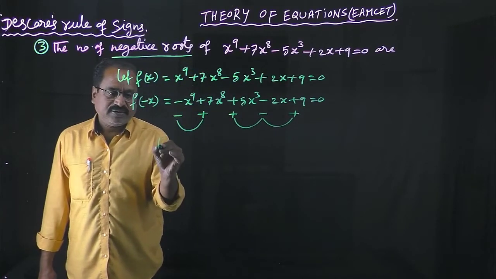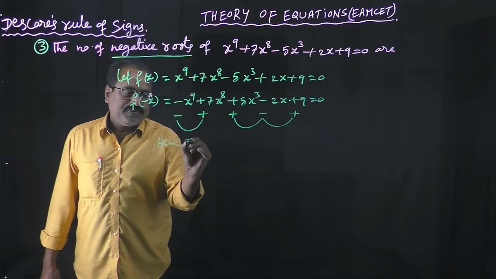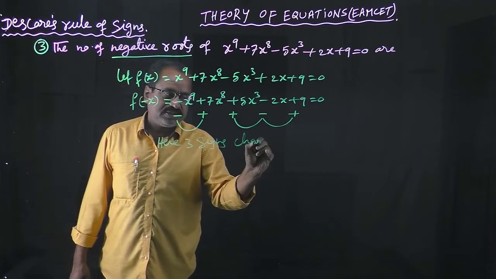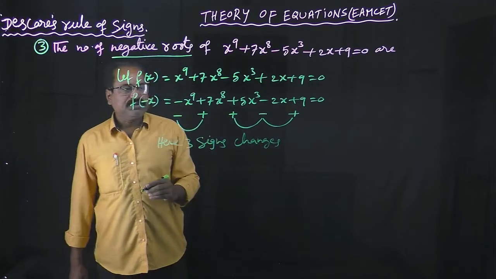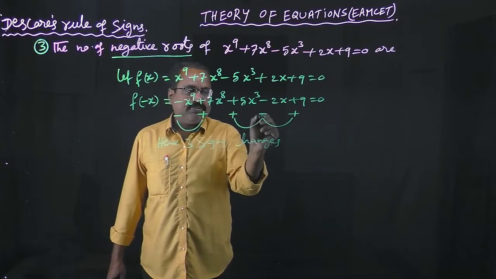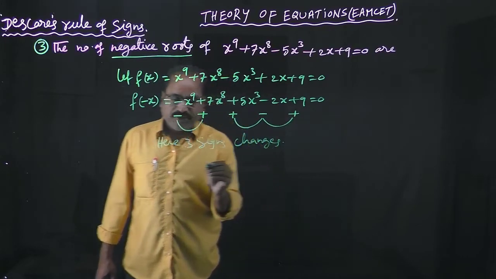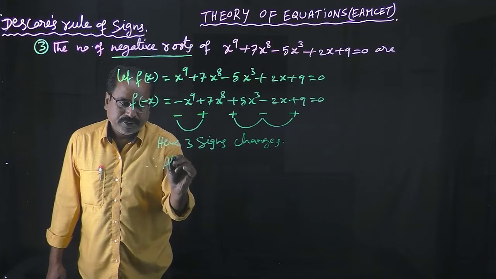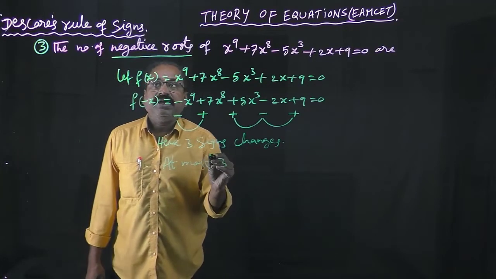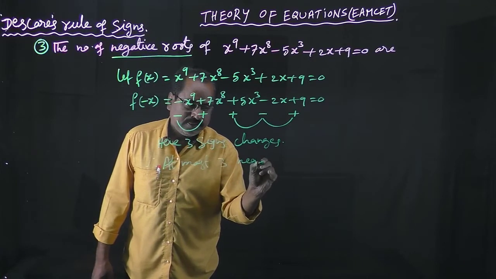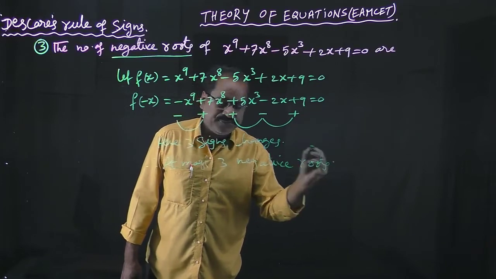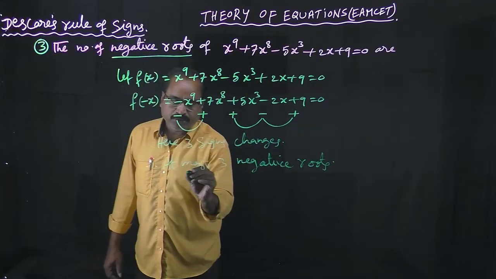Minus 2 plus, plus 2 minus, minus 2 plus. Here 3 sign changes. Therefore, at most 3 negative roots.